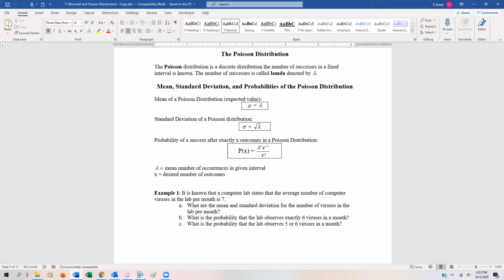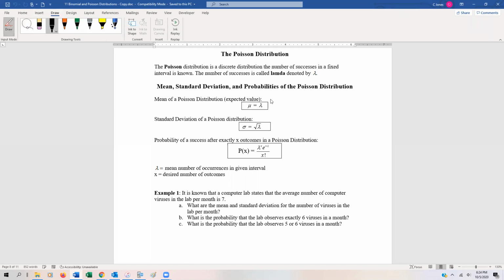It's actually one of the easiest types of distributions to use. There are 3 formulas, 2 of which are very easy, 1 of which is a little ugly, but not too terrible. The expected value is mu, which is lambda, and lambda is the number of successes in that fixed interval. So that's pretty easy. If you take the square root of lambda, that's the standard deviation. Not so easy is this ugly looking formula for P of x: lambda to the x, e to the minus lambda, over x factorial.